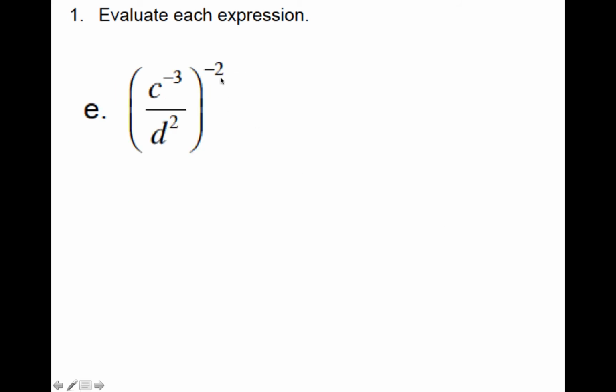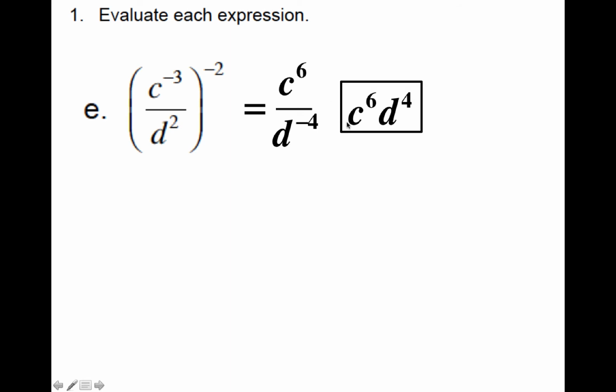Okay, next one, we have to shower the power with our parentheses here. So it's c to the negative 3 times negative 2, which is a positive 6, over d to the 2 times negative 2, which is going to be negative 4. So notice this has a positive exponent, so it's going to stay on top. This one's a negative exponent, so it's going to move the base d to the top, so they'll both be on top. So it's c to the 6th, d to the positive 4.